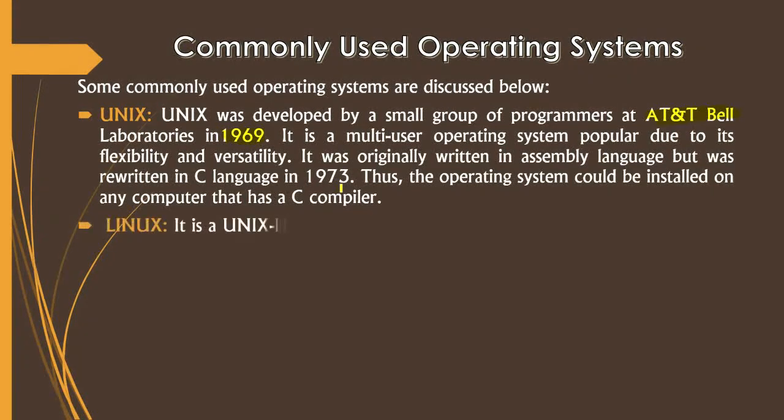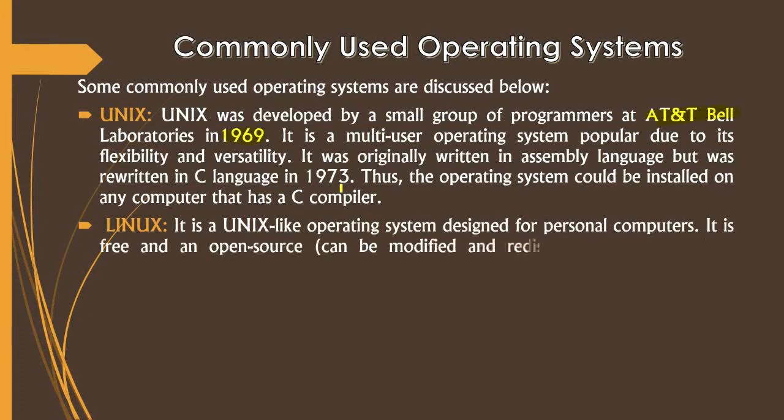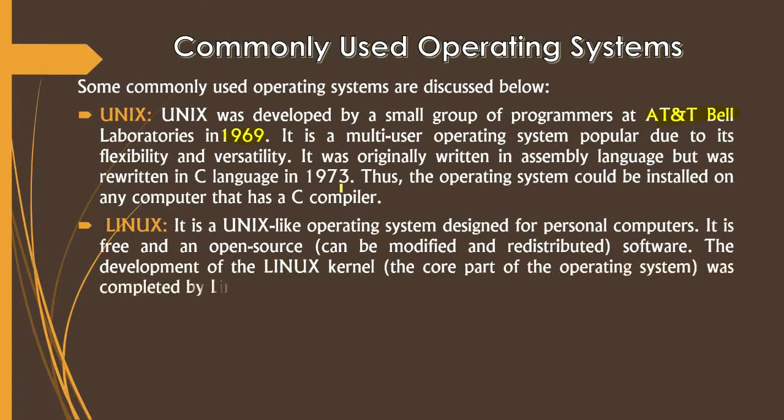Okay. After this, Linux. It is a Unix-like operating system, designed for what purpose? Personal computers only. It is free and open source, can be modified and redistributed. The development of the Linux kernel, the core part of the operating system, was completed by Linus Torvalds in 1991. So the most commonly used operating system by users is Windows. Unix and Linux people are not using much because people are not familiar with them.